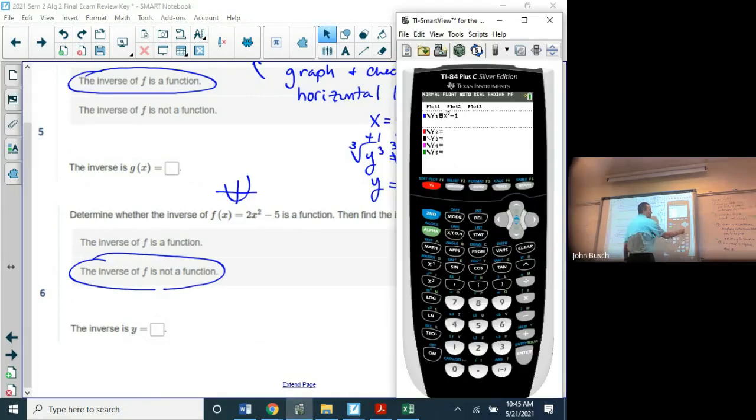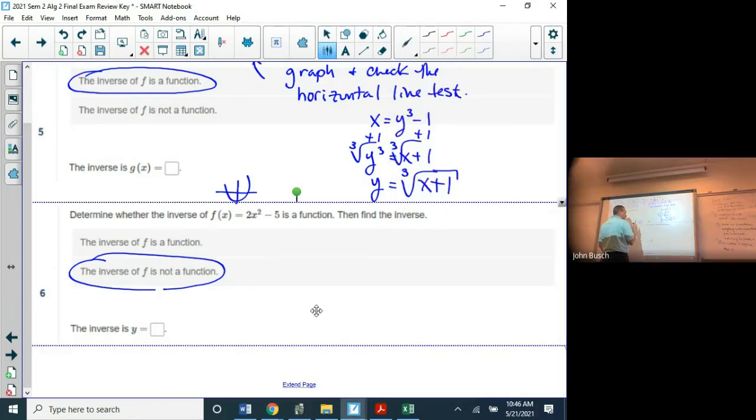2x squared minus 5. And the graph of it, parabola shifted down 5, opens upward. And you can see it does not pass the horizontal line test. So the inverse is not a function. But we can find the inverse, right?